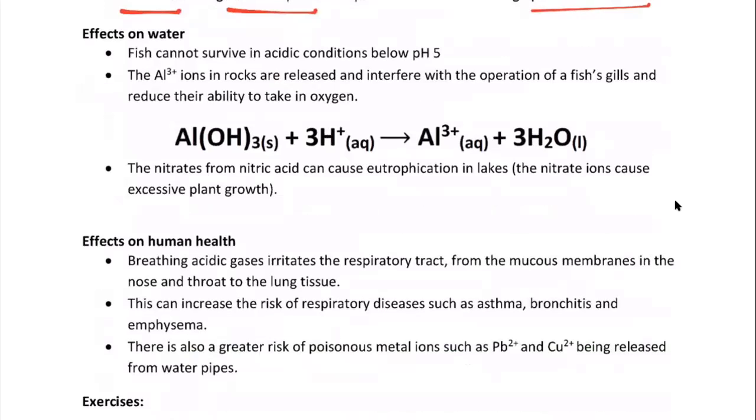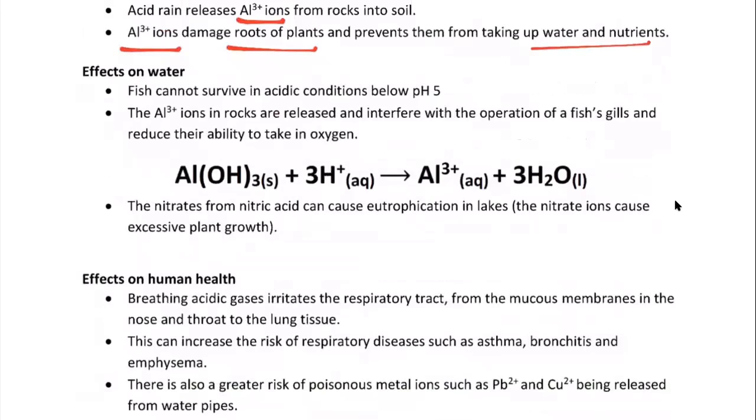With water, okay, if lakes and reservoirs are filled with water that has a pH of below 5, fish cannot survive in there, okay? So then you start having ecosystems that are interrupted. So fish are going to die off, and then all of a sudden food chains are interrupted, okay? Aluminum ions, again, same thing as with the plants, are released, and that interferes with the operation of the fish's gills, and it reduces their ability to take in oxygen. And so that's why they end up not being able to survive in conditions like that.